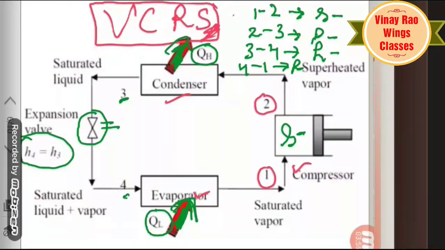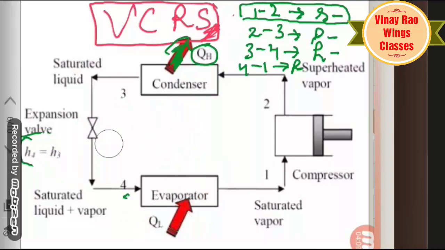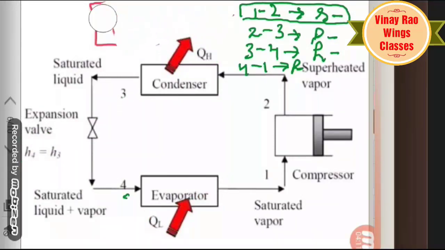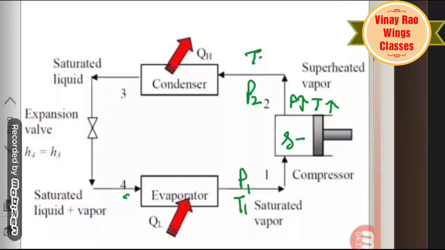Let's take process 1 to 2. From 1 to 2, there is a compression process. Compression takes place and the process is isentropic. Due to the isentropic process, there is an increase in pressure and an increase in temperature, both. Pressure increases from P1 to P2 and temperature from T1 to T2.